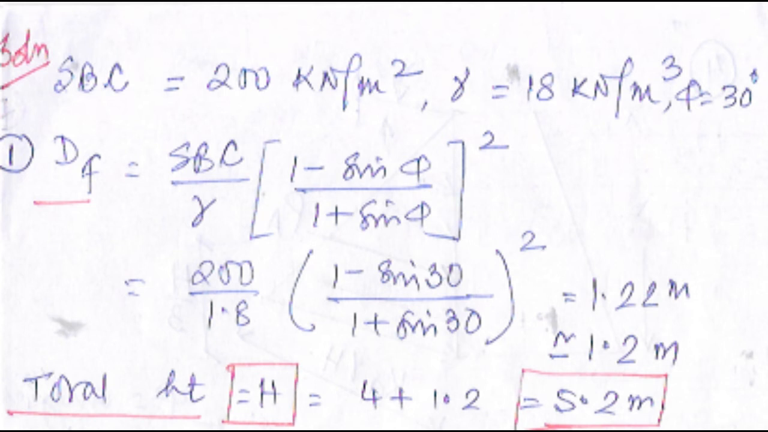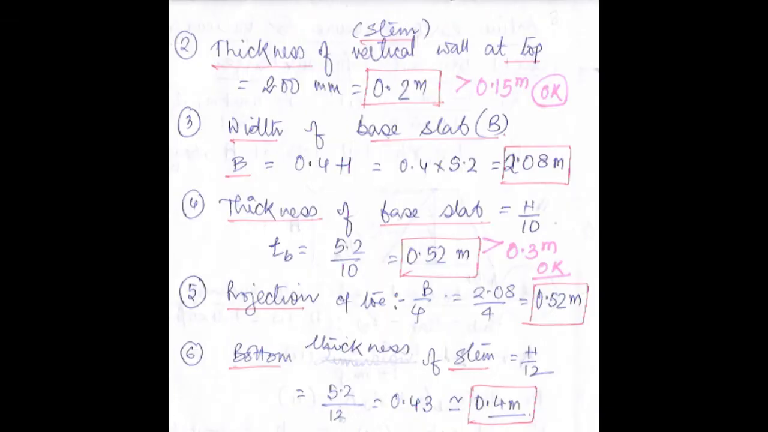So total height, how you will find it out? Total height can be found out by the depth of foundation and the height of the soil it is retaining, or the backfill. So that is 4 meter given in the question. So the total height is 4 plus 1.2, that is 5.2 meter. Step number 2, thickness of the stem at the vertical wall at the top, it can be between 0.2 to 0.4 meter as I have told you. So let us take it as 0.2 meter or 200 millimeter. Okay, so one thing we have to just check that it should be greater than 0.15 meters. So we have taken that, so it's okay.